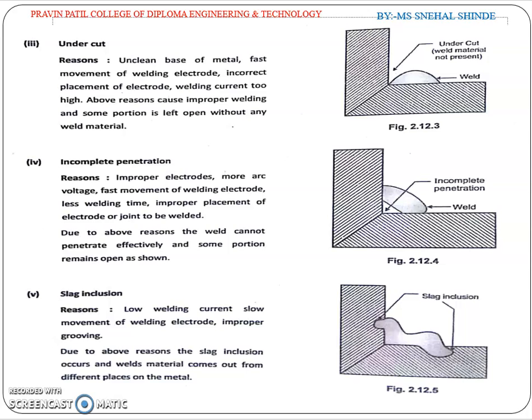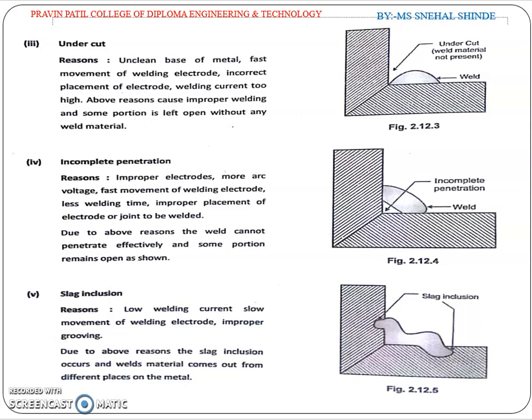Then next is the slag inclusion. Reasons: low welding current, slow movement of welding electrode, improper grooving. Due to the above reasons, slag inclusion occurs and weld material comes out from different places on the metals.